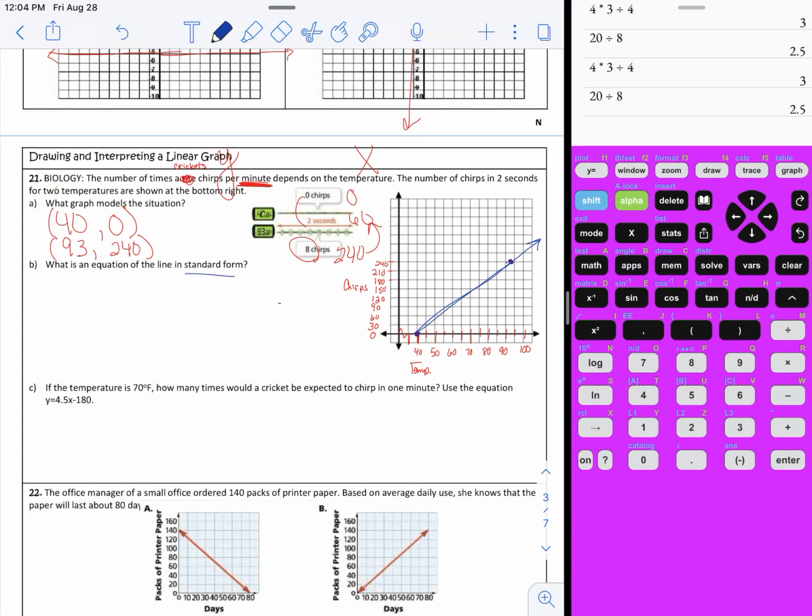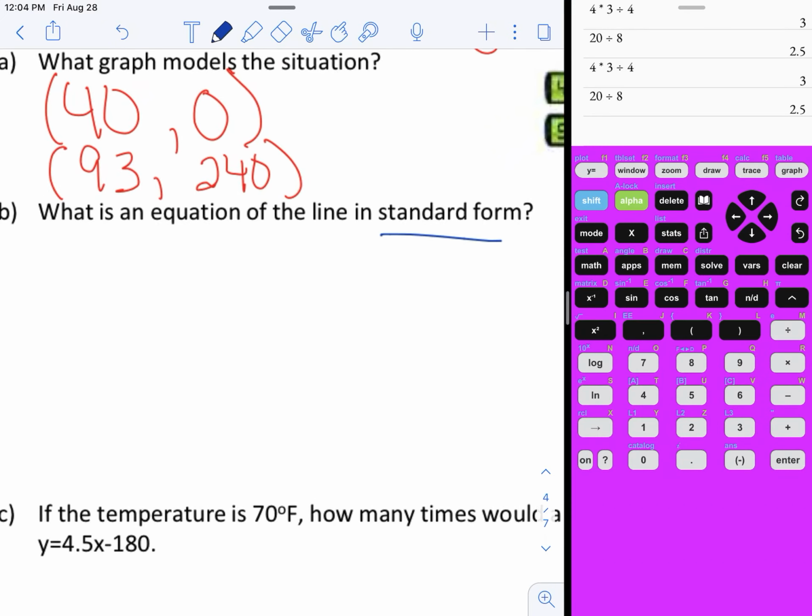Part B, what's the equation? Oh, in standard form. That's mean. That's okay because we're smart. So we're going to do m equals the change in the Y values over the change in the X values. So I'll do 240 minus 0 over 93 minus 40. Solve that. That's 240 on the top and 53 on the bottom.